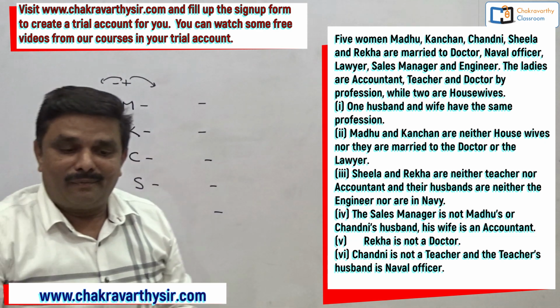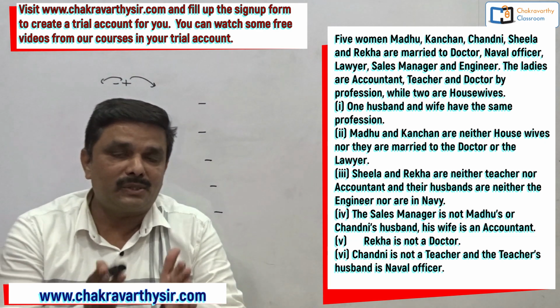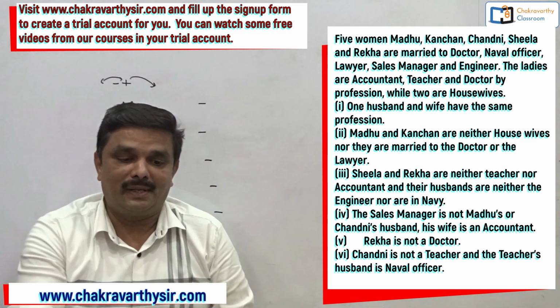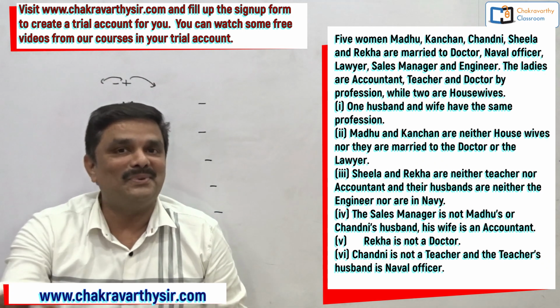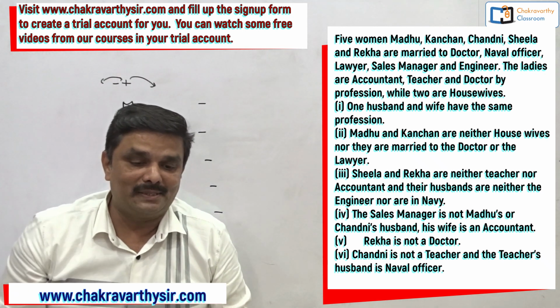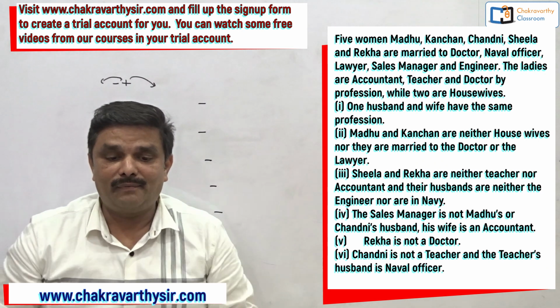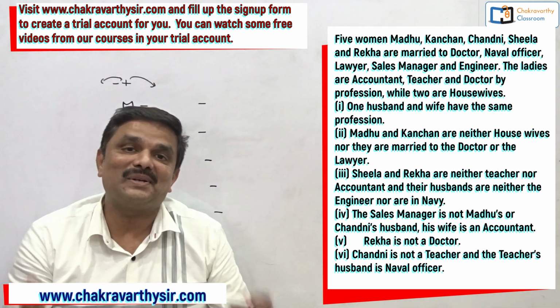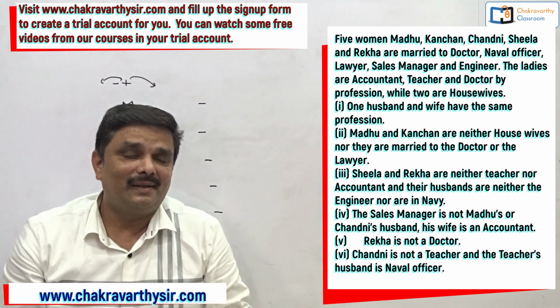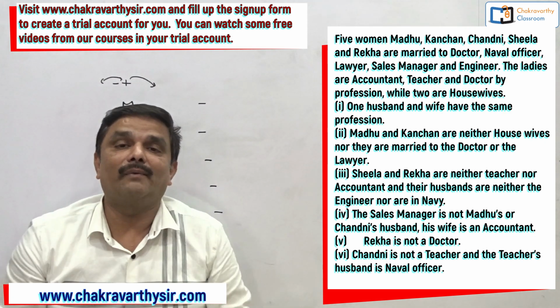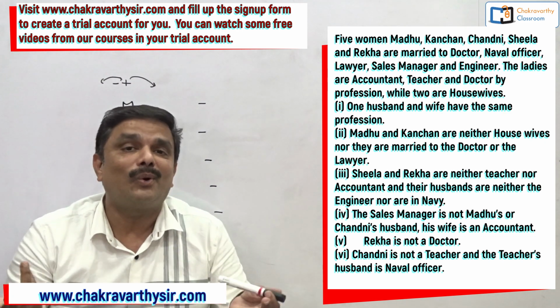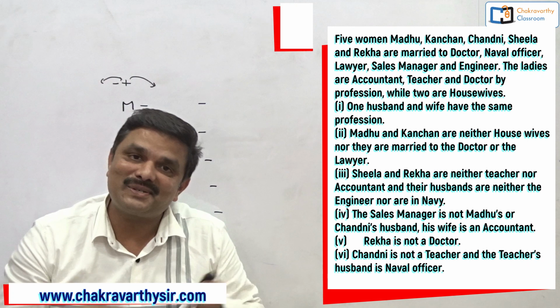Next, take the second one, how they have given it. Second means information number 1. What they have given is that one husband and wife have the same profession. Now we got the idea? One husband and wife have the same profession. What is that profession? Doctor profession only.